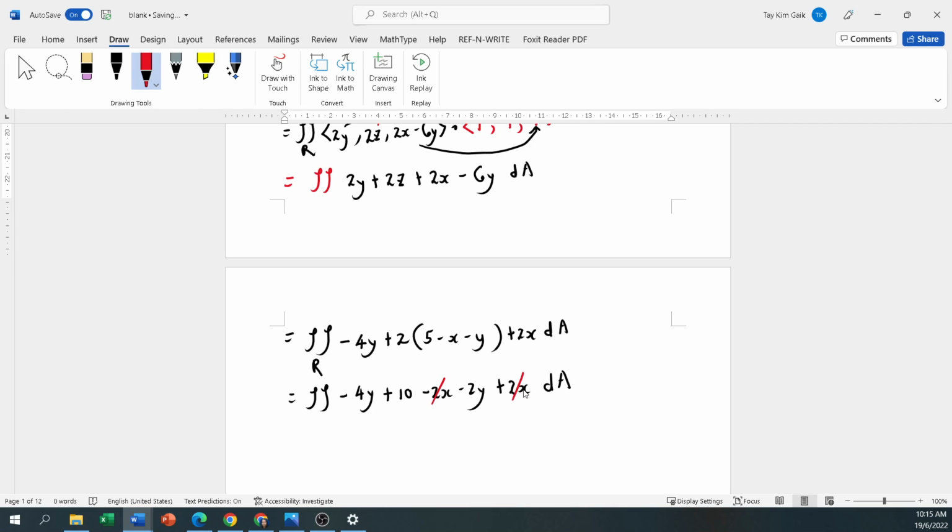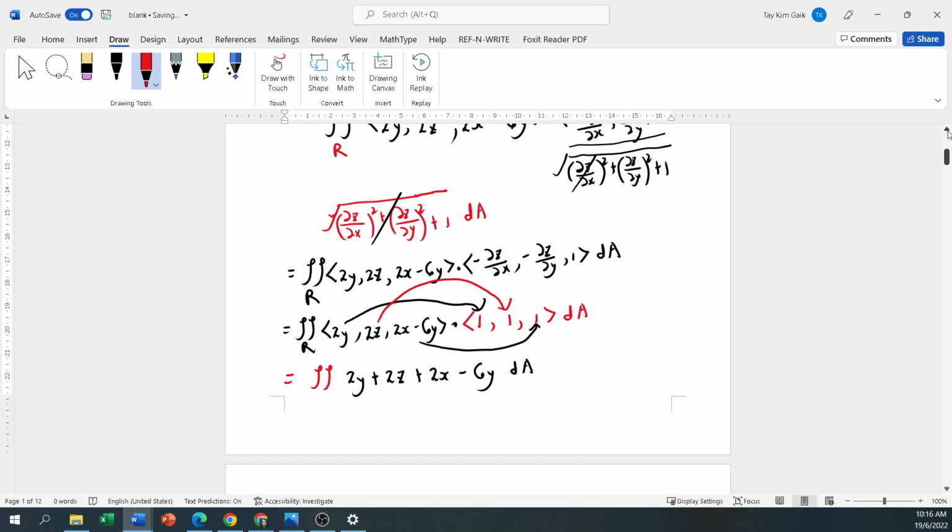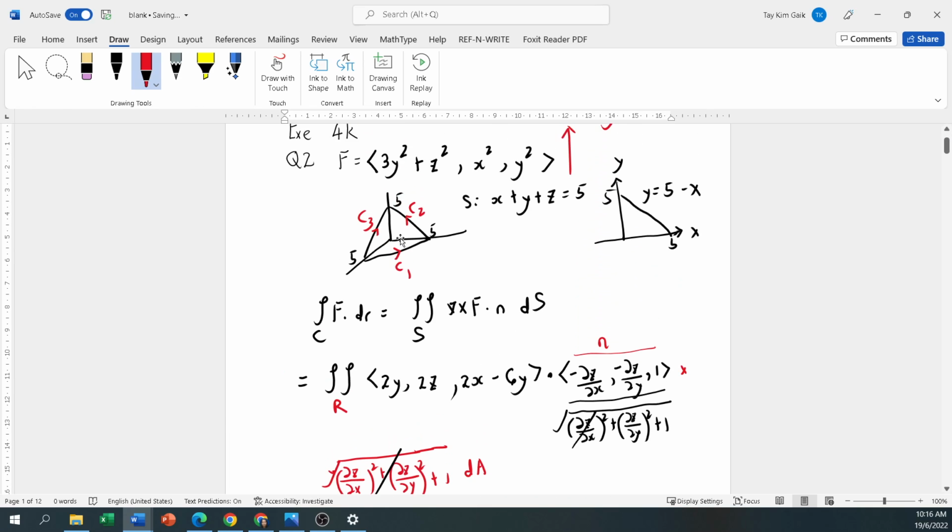So minus 2x plus 2x. Okay, so we just left y only. This region R: minus 4y minus 2y minus 6y plus 10 dA over region R. Region R is actually the projection when z equal to 0.